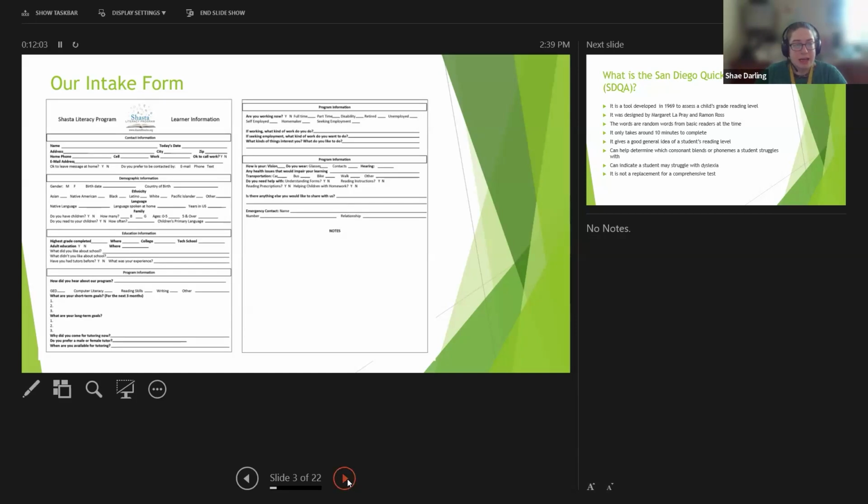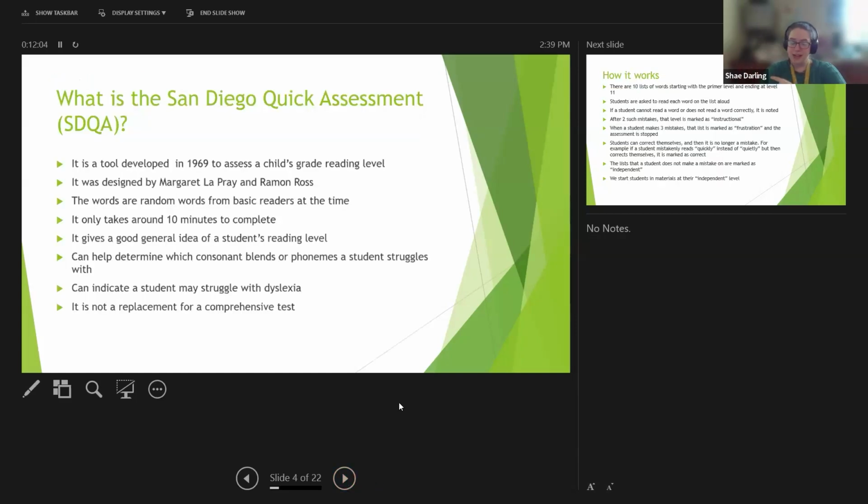Okay, next. Back to the San Diego Quick Assessment. It is a tool developed in 1969 to assess a child's grade reading level. It was designed by Margaret LaPrey and Raymond Ross. It's chosen from basic readers at the time, like basic 20,000 words you should know, and they just randomly chose the words at different levels. It takes about 10 minutes to complete.